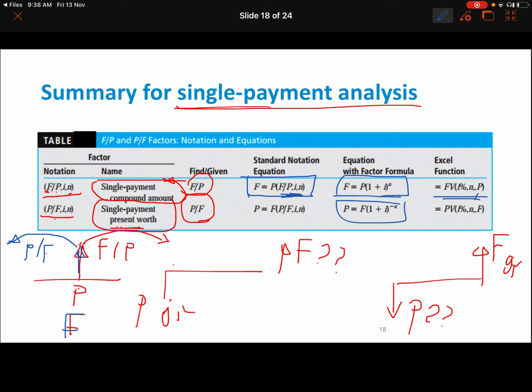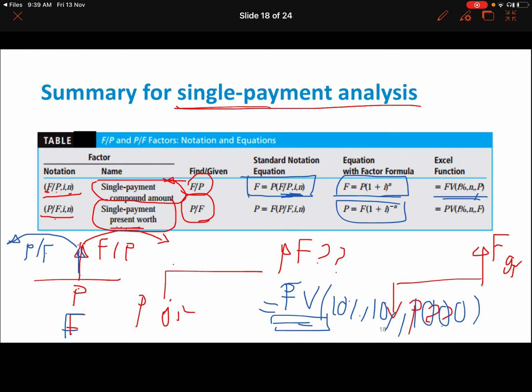So FV, I need the future value. If I know that the interest rate is i%, n is in years, and comma, and I write down the present value. So I just go to Excel. I say I need the future value, if I know that the interest rate is 10% and n is 10 years, and two commas, and the present value is 1000. Once I click enter, I find the value of the future value.